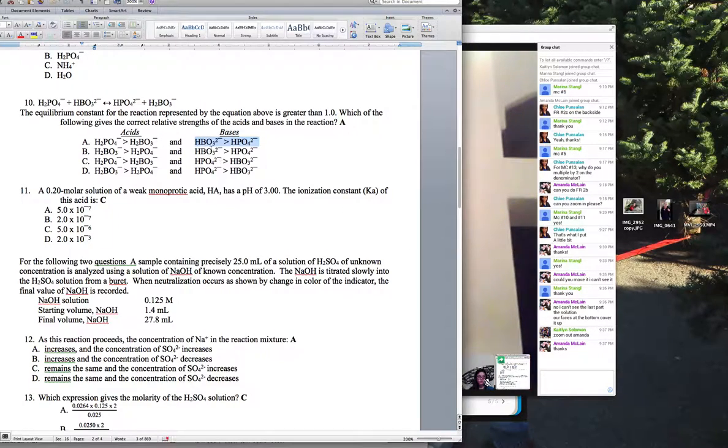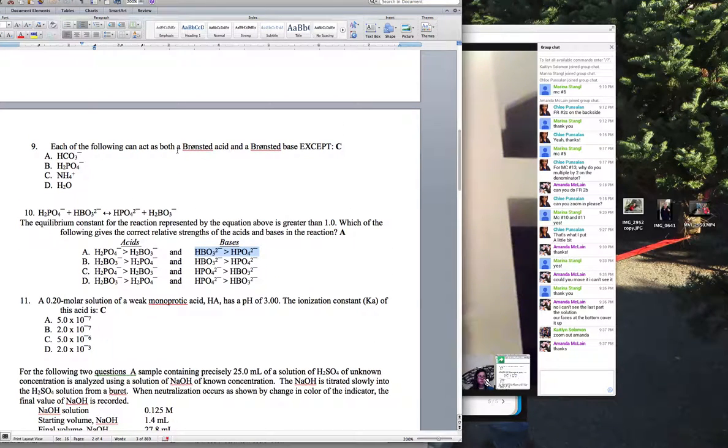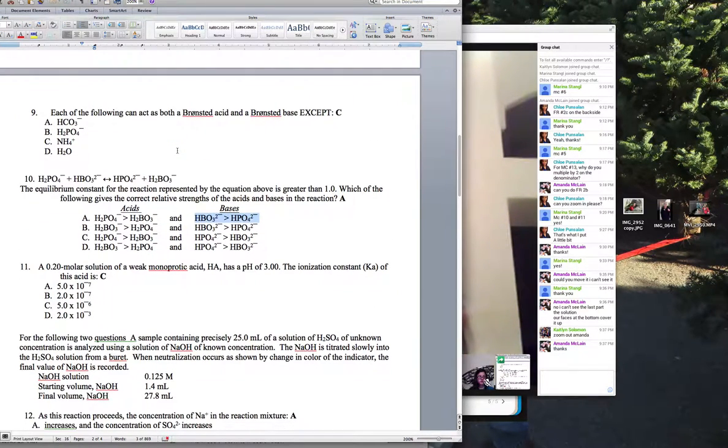Is it just memorizing what are acids and what aren't? Yeah, well, yes and no. So Bronsted acids means that they can donate an H+. And a Bronsted base means it can accept an H+. So you need a compound that has at least one H that it can give up, but that has room to accept more H's.